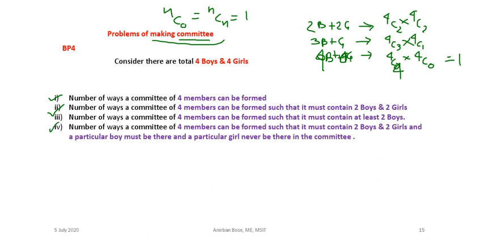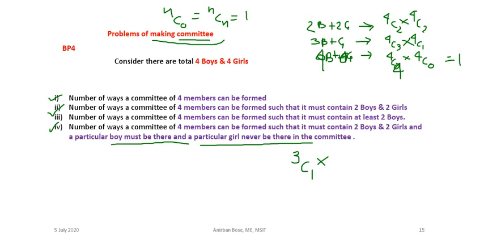Now question number 4. The number of ways a committee of 4 members can be formed such that it must contain 2 boys and 2 girls, and a particular boy must be there and a particular girl never be there in the committee. Okay, again you have to form a 2 boys 2 girls committee, but a particular boy must be there. So if a particular boy must be there, so 1 boy has been selected, so remaining 3 boys are there. So other boy you have to choose from that remaining 3 boys.